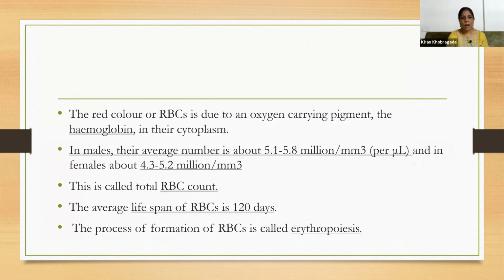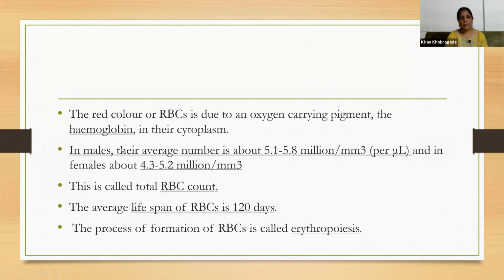Now we see that the RBCs are basically red in color. Why are they red in color? Because they consist of an oxygen carrying pigment, which is called hemoglobin. RBC cells have hemoglobin pigment, and this hemoglobin pigment is the oxygen carrying pigment.